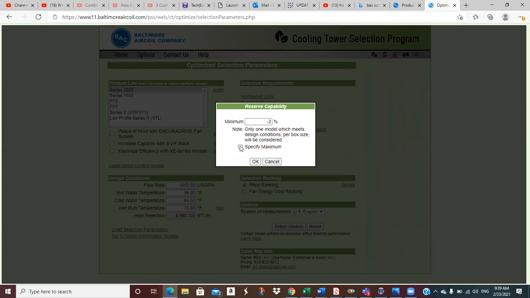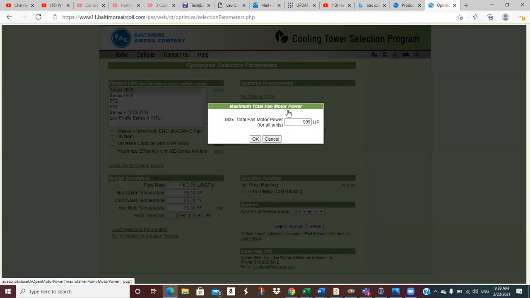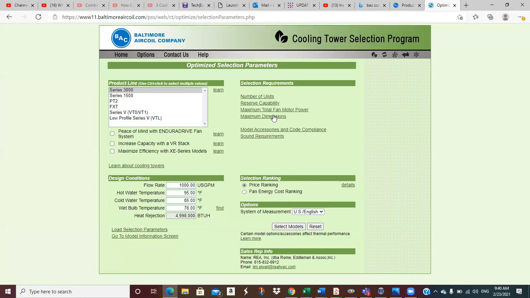You can specify this will allow the program to select a -2% capacity. When you do a selection, it's going to throw 20, 30, 40, 50 different towers up there, and then you have to pick the individual ones that you're interested in. And so there's a maximum overcapacity, and you can set those numbers wherever you want them. Let's see, maximum total fan motor power. Right now it defaults to 999. I don't think they have any motors that big. They don't have any 1,000 horsepower motors on cooling towers, but anyway. So you can limit the selection process by what it will throw up at you.